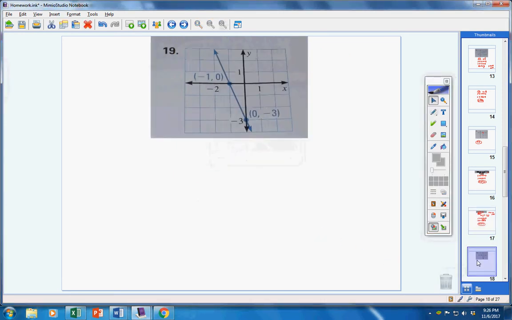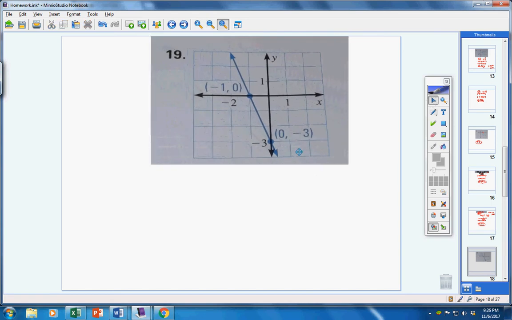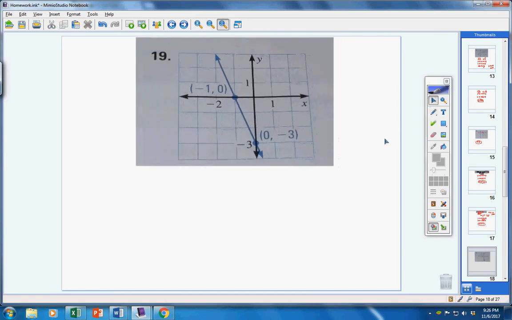Okay, students, moving on to page 288. The directions say to write the equation of the line in slope intercept form. So here we go. Now, students, notice in this problem here, we are given the y-intercept. Now, that's a huge help. Remember, anytime you know the y-intercept and the slope, there's no work to do. You just write the equation.